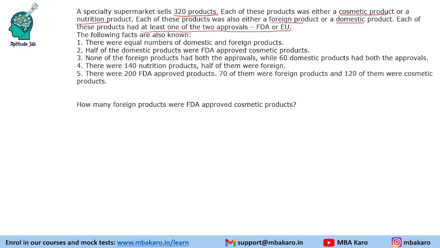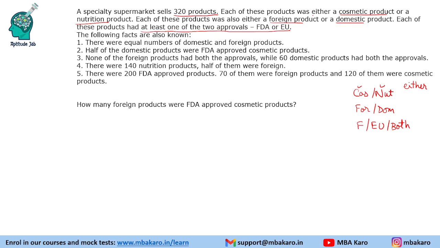So we have three-dimensional data, like we are classifying as a category of cosmetic or nutrition. Similarly, it is either foreign or domestic, and it has a sort of approval, right? Whether it is FDA approved or EU approved, or it can also have both approvals. Okay. Now, when we talk about the distribution of cosmetic or nutrition, it has to be either of them.